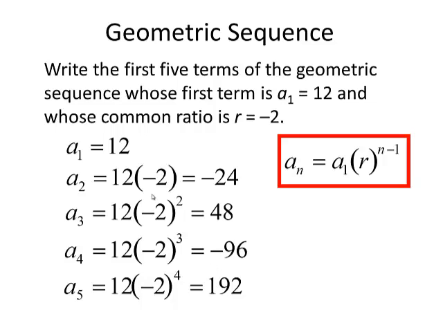Or you can always write it this way if you're looking for any particular one that you want. If I asked you to find the 10th one, you would take 12 times negative 2 to the 9th power. Okay.